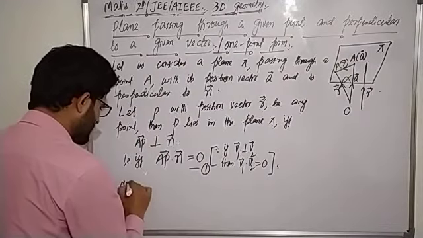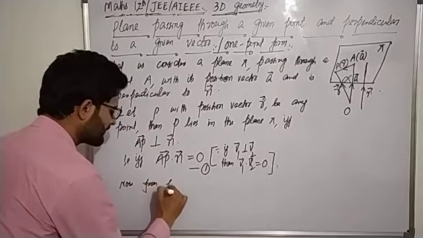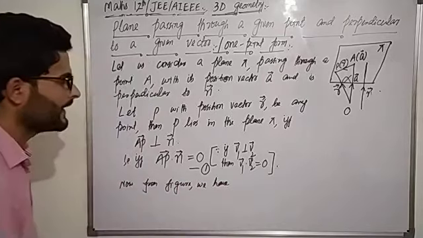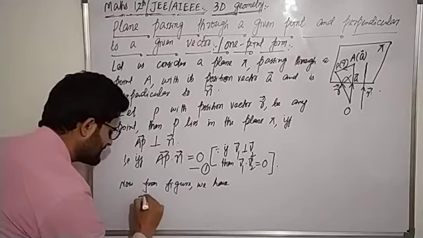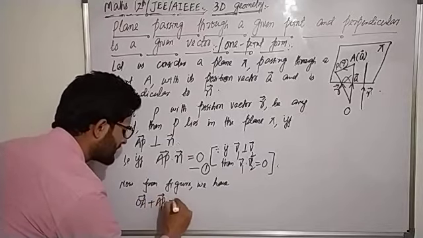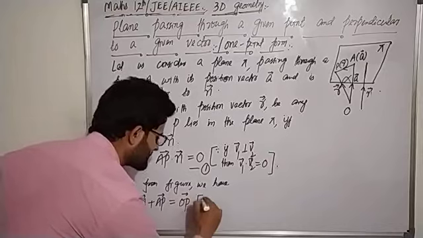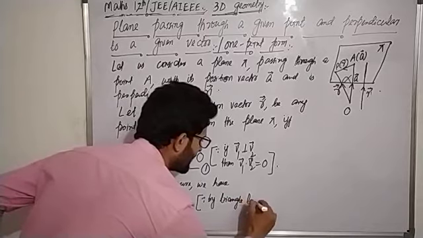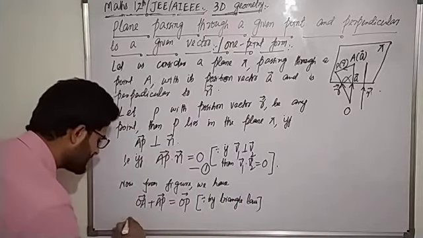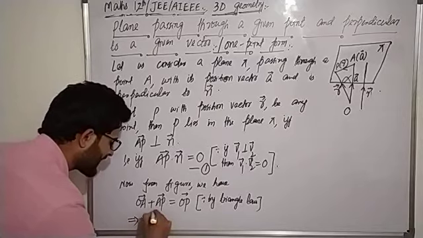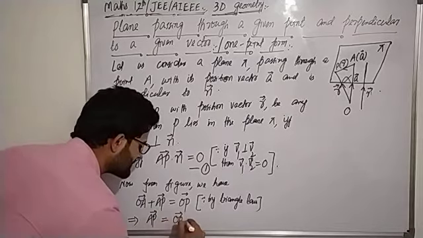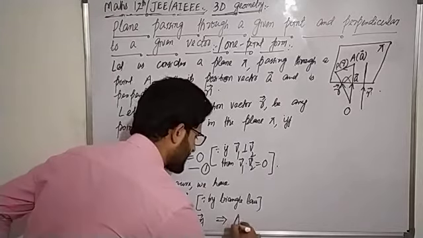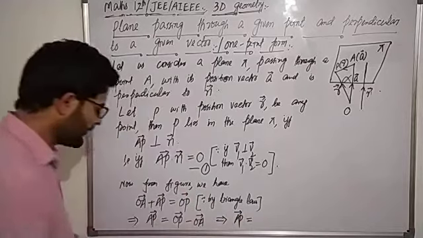So now from the figure we have OA vector plus AP vector equal to OP vector by the triangle law, right? This implies, from here we will find the value of AP vector, and that is equal to OP vector minus OA vector. So what will be the value of AP vector? Yes, that is equal to OP vector.